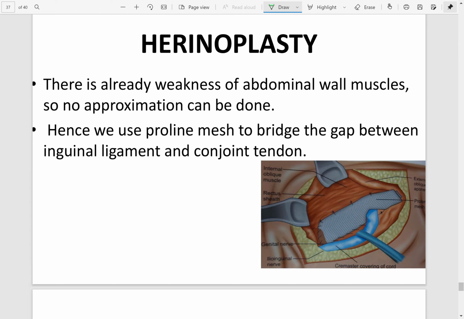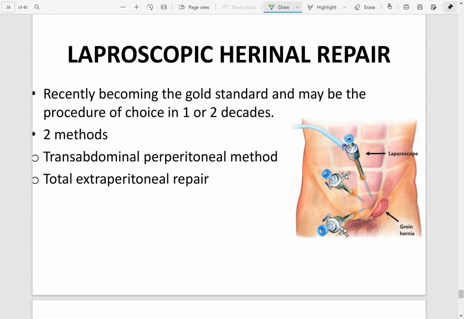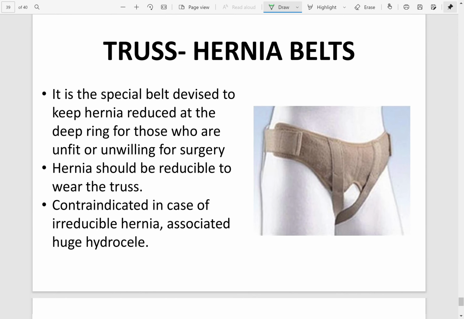tension-free hernioplasty. And now newer methods are the laparoscopic hernia methods. We have 2 types: transabdominal preperitoneal or TAPP method, or total extraperitoneal repair. These 2 methods are upcoming, and they're probably going to become the gold standard in a couple of years. Other than this, there's something called a truss hernia belt. For patients for whom you can't operate, or who don't want an operation but still want to manage this hernia, they can wear this truss belt, so it'll help them manage the hernia.